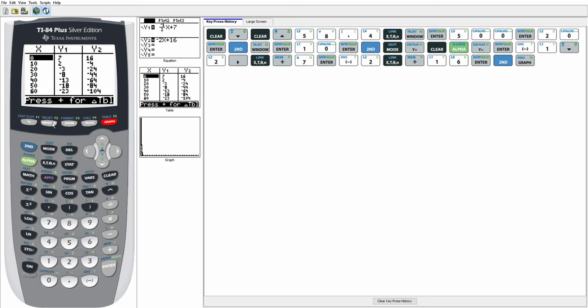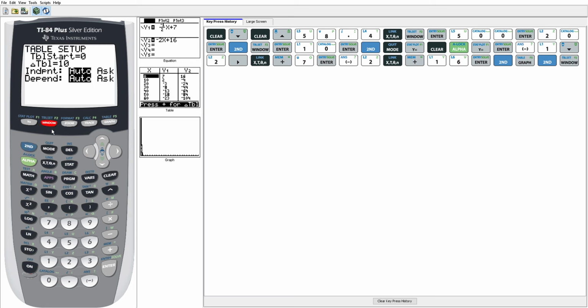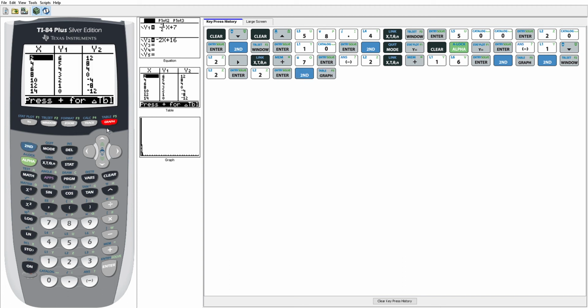Where it says table set in blue, it's under the Windows tab. If you hit second, window, that's going to let you change your table. Let's start our table at 2 and go up by 2's. Now let's go back and peek at our table and see what it looks like.